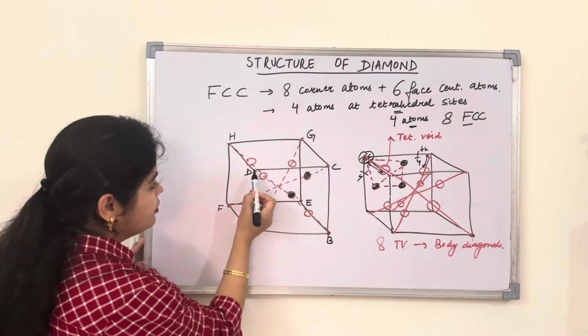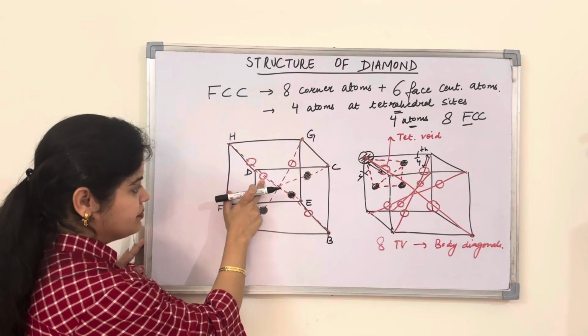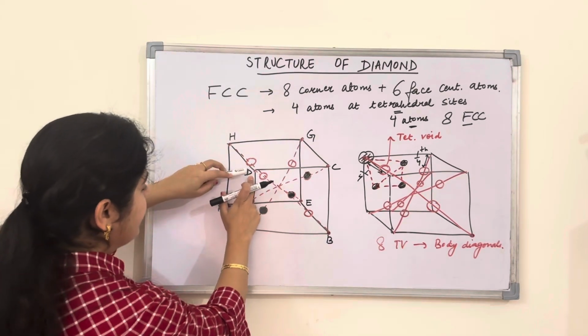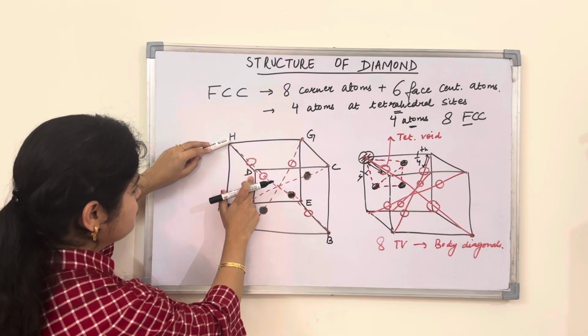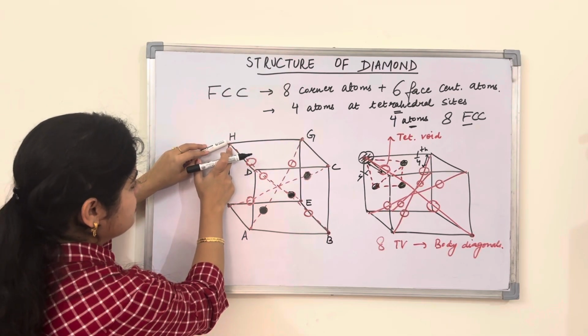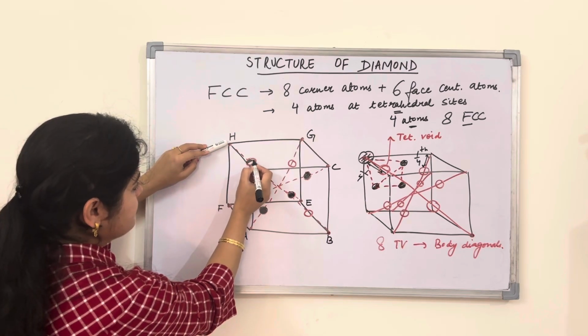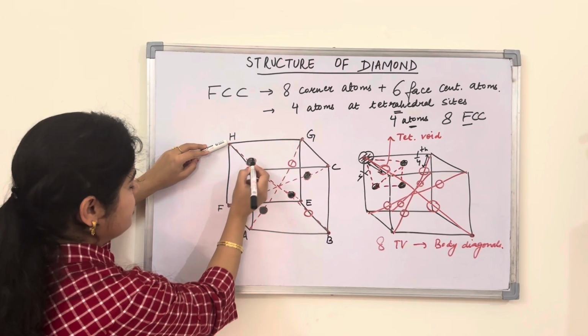Okay. So now we come to D point and the void near D should be empty. Now the point which is nearest to D is H. So we come to H. So the void near H should be filled. We are filling the alternate voids.